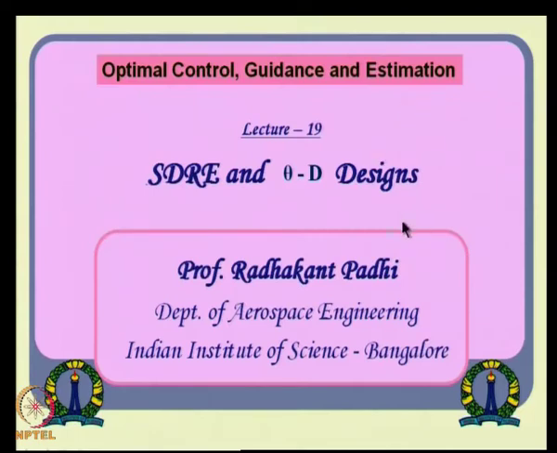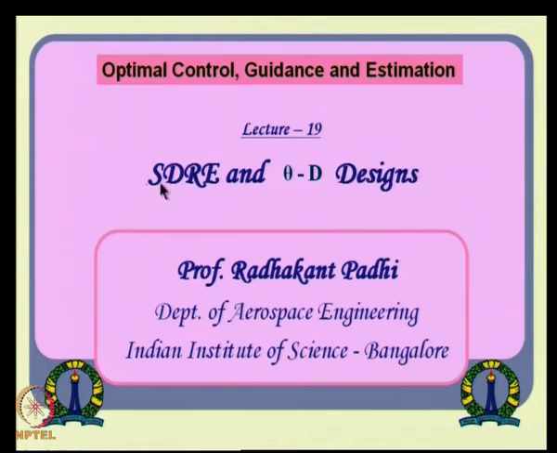Hello everybody, we will continue our lecture series on this optimal control guidance and estimation course. So far we have talked about a lot of lectures on the so-called LQR theory, that is linear quadratic regulator theory, and various extensions of that and everything we discussed. Now we will more slowly start moving on to nonlinear systems.